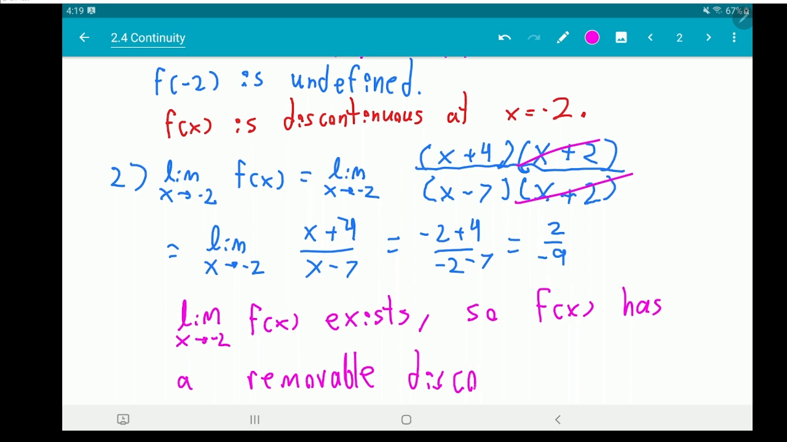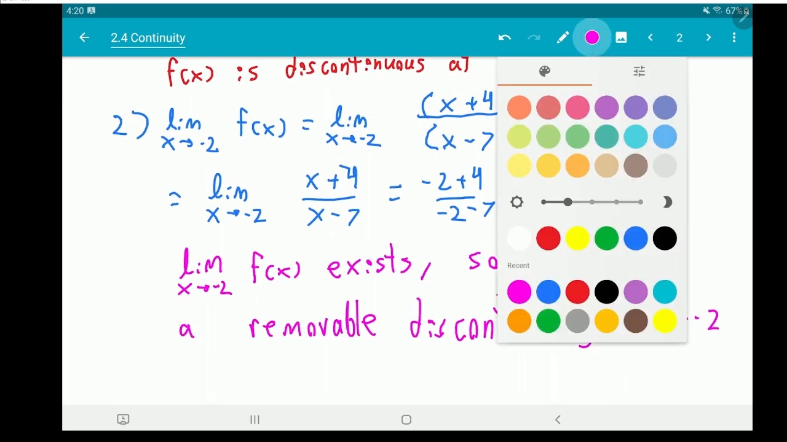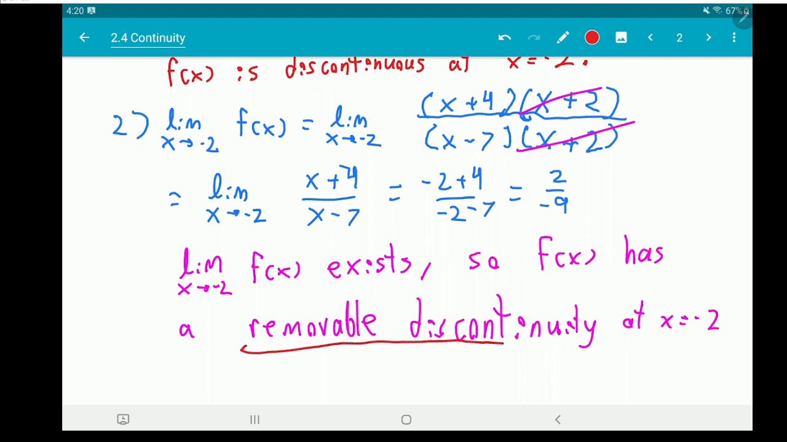So just write that down messily. Discontinuity at x equals negative 2. And why is it removable again? One more time, just to really hammer it home. Why is it a removable discontinuity? Because the limit exists and it's not continuous. So that's how we know. That's the tell that it's a removable discontinuity.